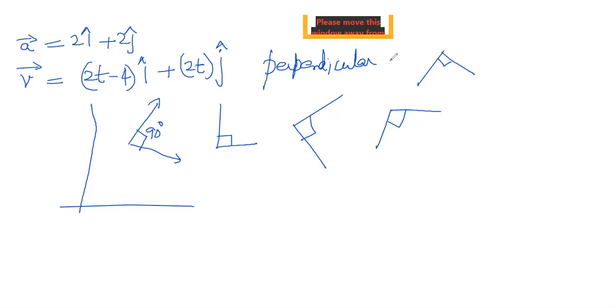This is there in 10th standard also. Perpendicular, this word, have you heard it? First time you are hearing this. Yes, sir. I didn't have the question, sir. That's why I'm asking, sir. Perpendicular means the angle between them is 90.